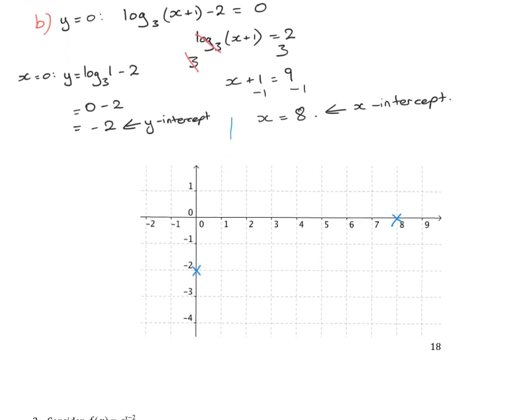So I should use a ruler. And to draw an asymptote, we should draw it with dashed lines to show that it is the asymptote and not the actual function that we're trying to draw. And we should label it as x equals negative 1. Okay, so now we're pretty much ready to draw it, but let's keep answering the questions.